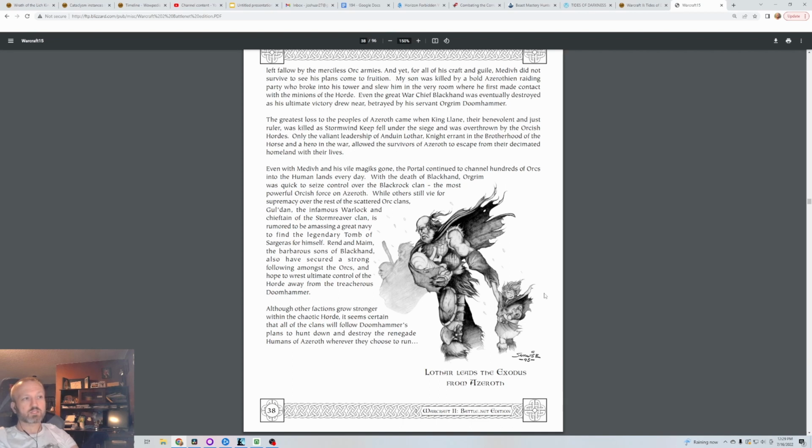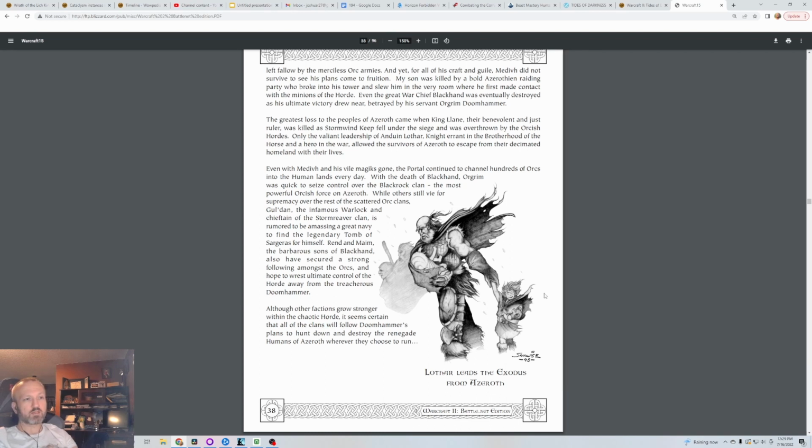Rend and Maim, the barbarous sons of Blackhand, also have secured a strong following amongst the orcs and hope to wrest ultimate control of the Horde away from the treacherous Doomhammer. Although other factions grow stronger within the chaotic Horde, it seems certain that all of the clans will follow Doomhammer's plans to hunt down and destroy the renegade humans of Azeroth wherever they choose to run.